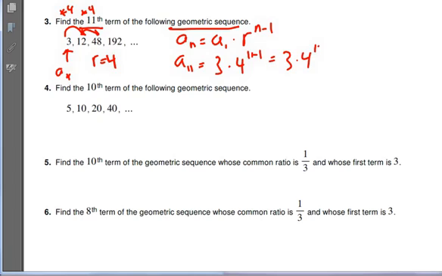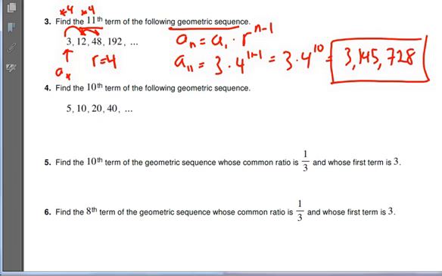So that's 3 times 4 to the 10th, which you plug in your calculator, or plug into Desmos, and you get 3,145,725. All right, that's great.